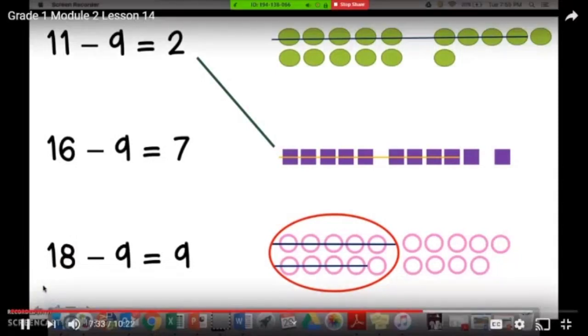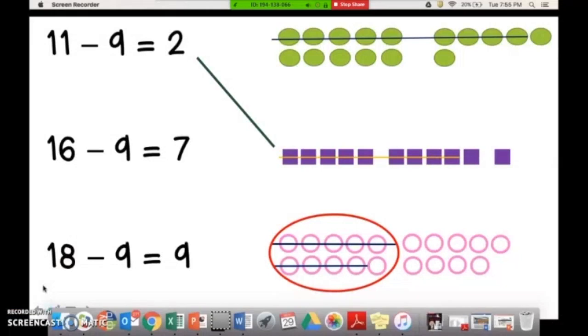We need to find the next picture that matches. Let's see. The number sentence says 16 minus 9 equals 7. Go ahead, press pause and try to figure out which picture is going to match that number sentence, the green circles or the pink ones. Okay, you ready? Do you think you know? I have an idea too. Okay, so here we go. We're going to look for the picture that matches 16 minus 9 equals 7.